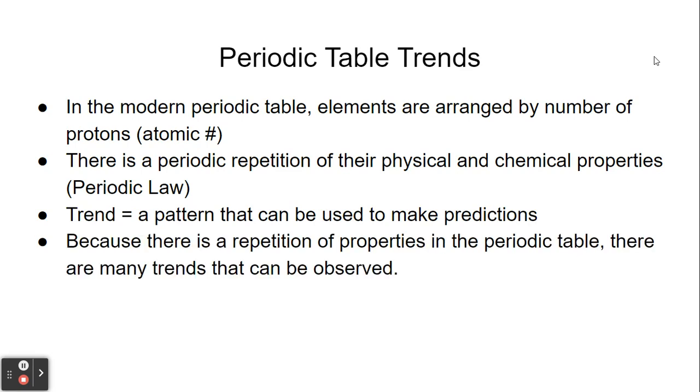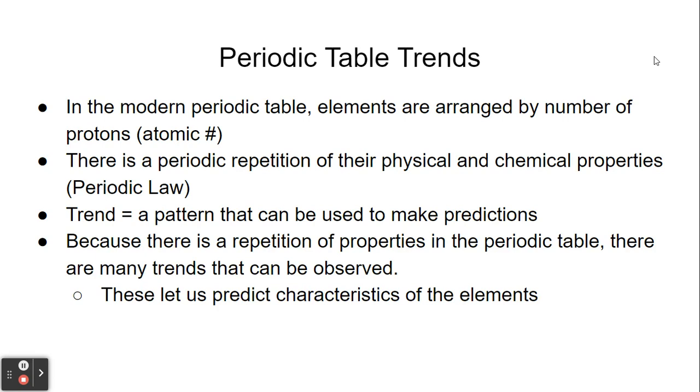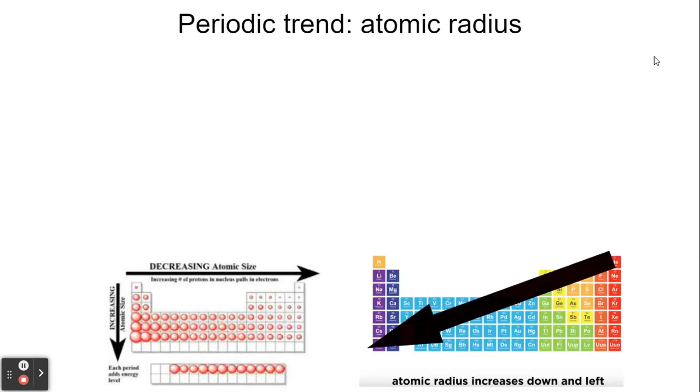So, like I said, because there's a repetition of properties in the modern periodic table, there are many trends that can be observed. And these actually let us predict characteristics of the elements, which is why Dmitri Mendeleev was able to leave blank spaces in his periodic table, because he knew that there was a certain element that should go there, but it hadn't been discovered yet.